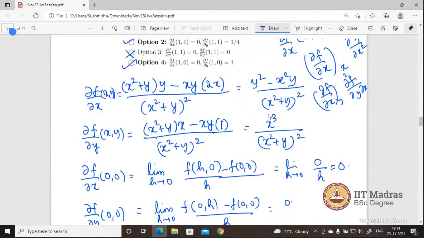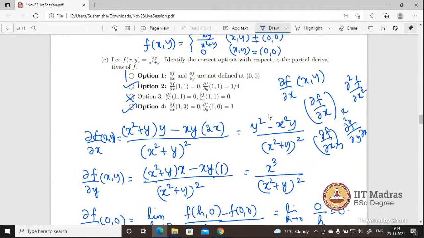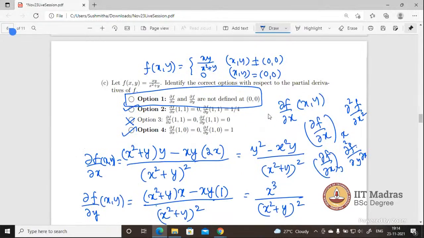Okay, let me check this and I'll post it on discourse. Or probably this definition is not right. F of x comma y is 0 when... Okay, let me check that.